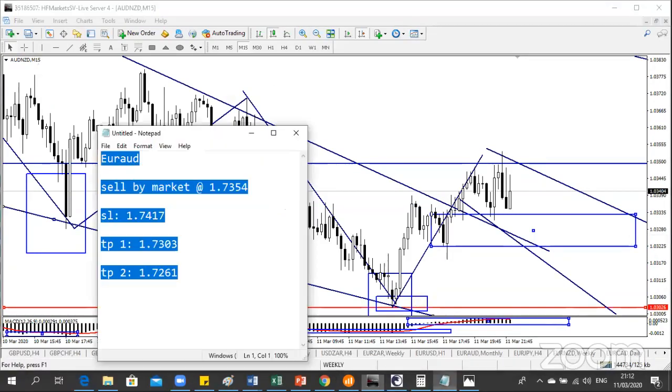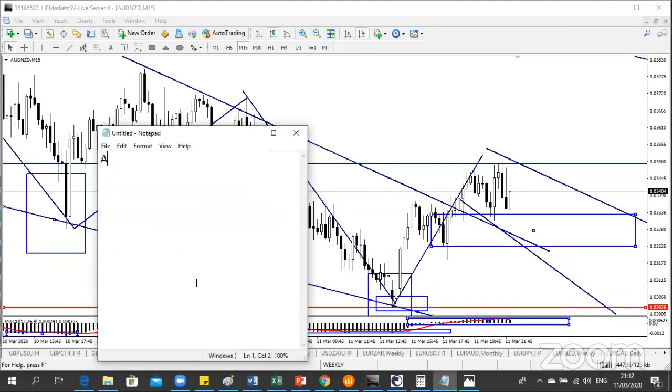Okay, let's go in now. AUDNZD. Buy market. You people like signal, eh? Tell you to be making money yourself. Buy market at 1.340. SL 40 pips.